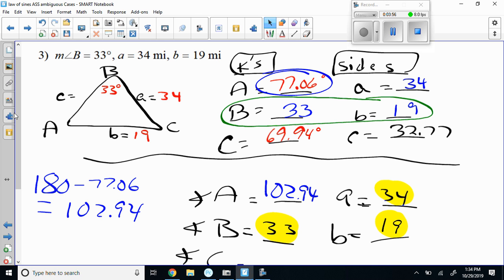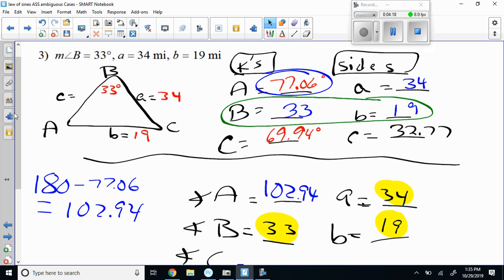77.06. Is it an acute or obtuse angle? What is it, guys? Acute. It's less than 90, right? So you guarantee you got one, because we could take these added together and subtract from 180. We got 69.94 for angle C, right? So we at least got one triangle, right?